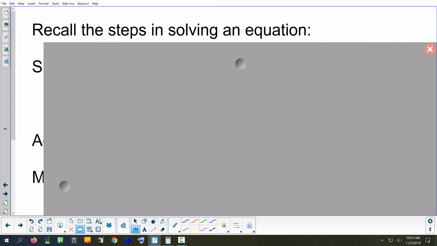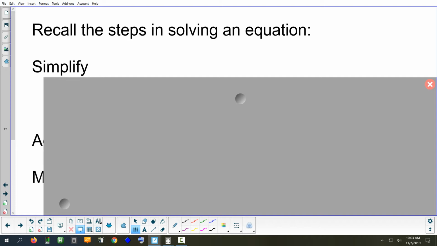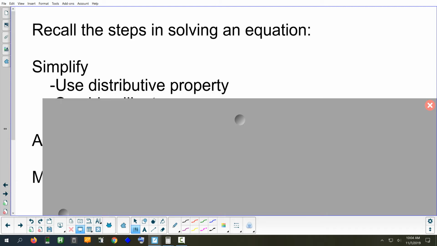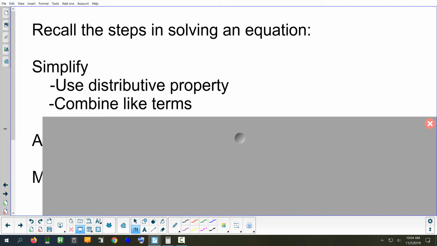What's the S stand for? Simplify. Two things you have to do under simplify. What's the first thing you have to do if it's in the problem? The distributive property. So we always do the distributive property. And then the next thing under simplify, I usually abbreviate it with three letters, CLT. Are we supposed to be writing this? If you don't remember it, you can, but we've gone through it at least two or three times. You need to know it for the test, but we've already done it. So what's the next one? CLT. Combine like terms.